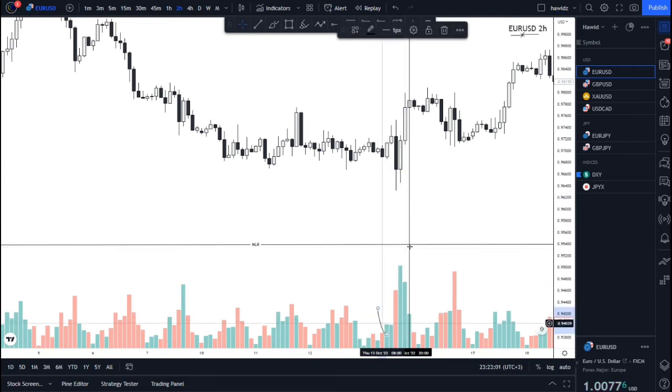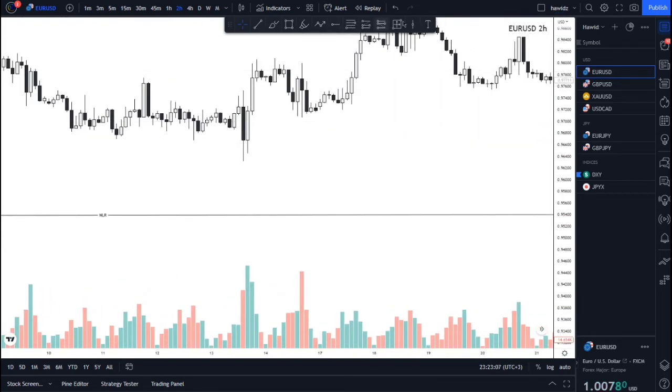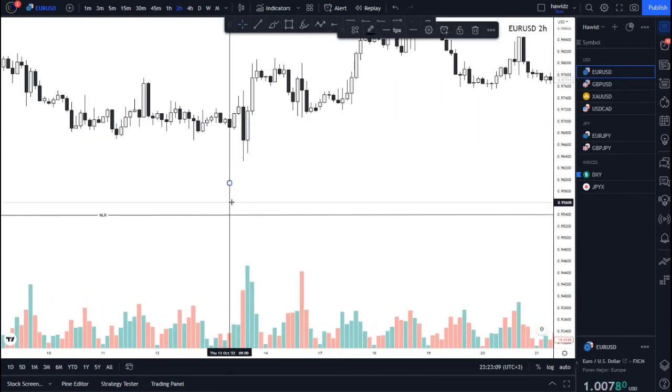So let's continue to follow this volume profile, and you will see how that is consistently happening over and over again, right?